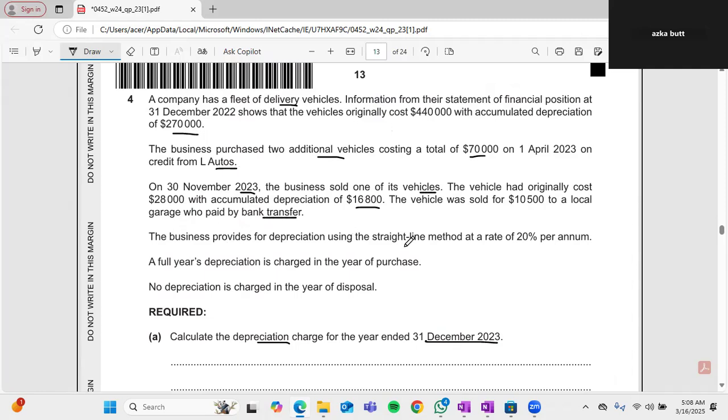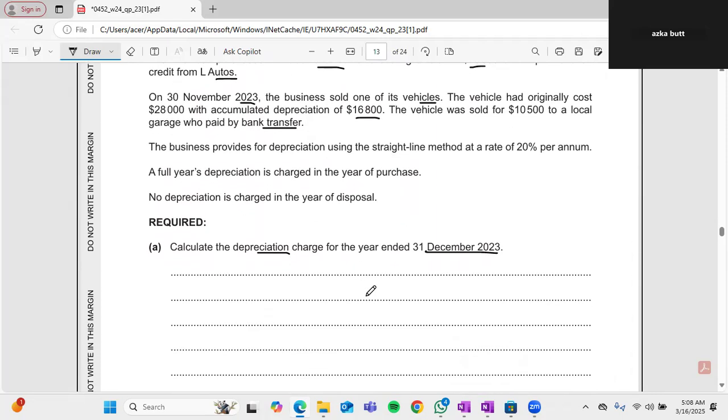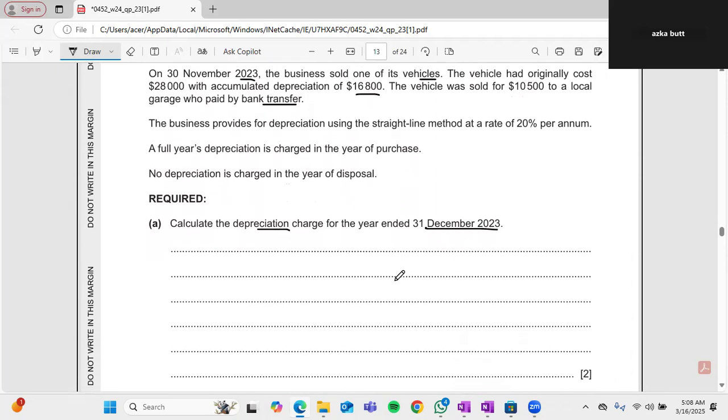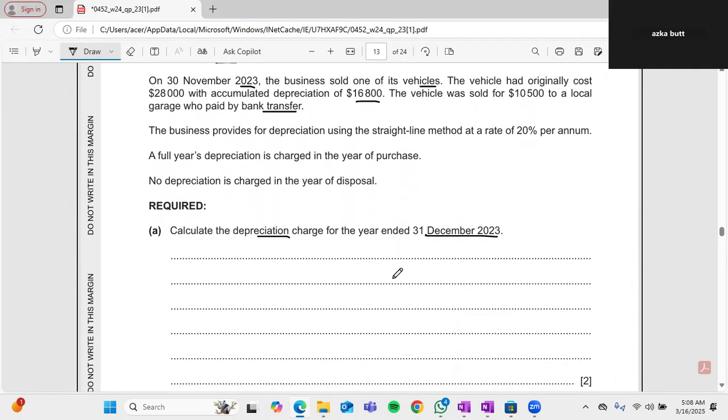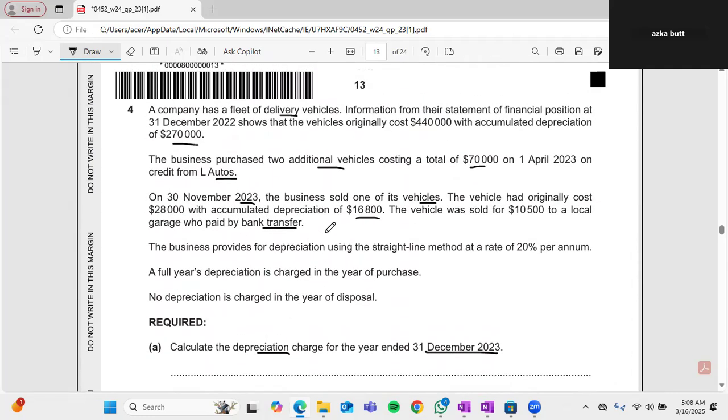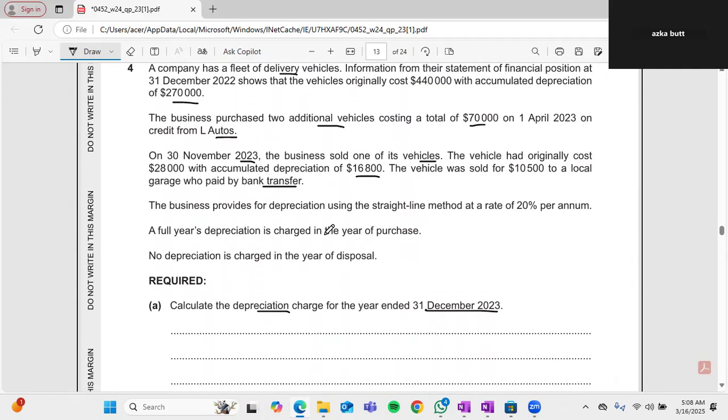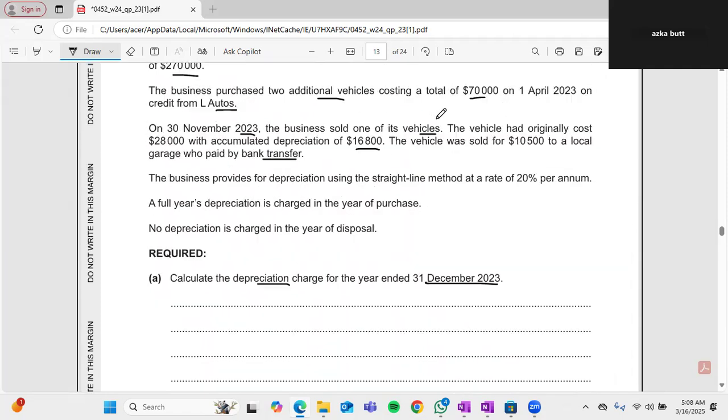The business provides depreciation using the straight line method at a rate of 20% per annum. Full year depreciation is charged in the year of purchase. No depreciation is charged in the year of disposal. So basically, we have to find out the depreciation charge for the year ended 31st December 2023. First of all, we have to write the cost of the vehicles at the start of the year, which is 440,000.